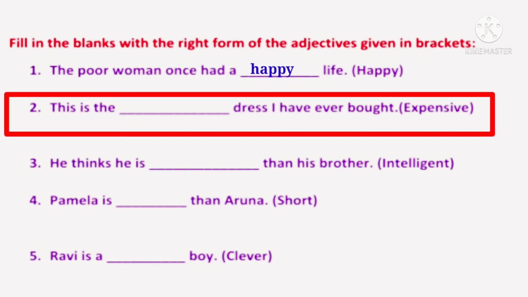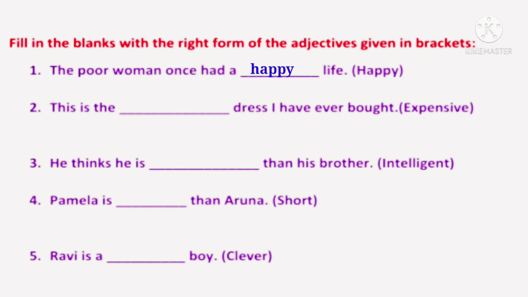Now look at the next sentence. This is the dash dress I have ever bought, and the adjective given in the bracket is expensive. So which degree of adjective will be used here? Yes, we will use the superlative degree of the adjective expensive, because here we are comparing the dress with all the other dresses. Okay. So what is the superlative degree of the adjective expensive? Yes, it is most expensive. So the answer here is, this is the most expensive dress I have ever bought.